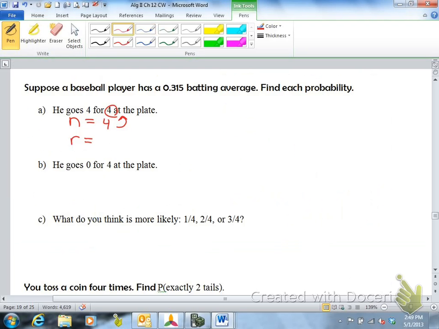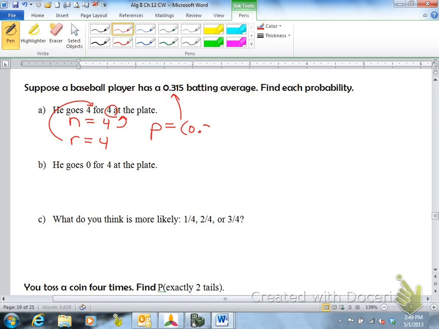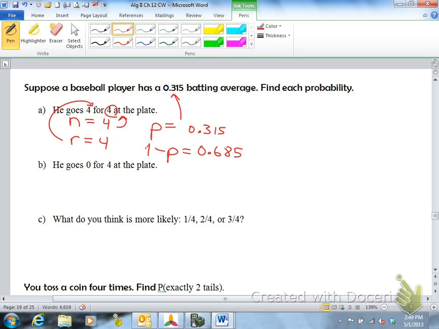So n equals 4. R is the number of successes, which is this number, 4. Your probability of success is your batting average. How likely you are to get a hit. 1 minus p would be 100% minus that batting average, which is 0.685. So your probability of going 4 for 4, getting 4 hits in 4 at-bats, would be 4 choose 4.